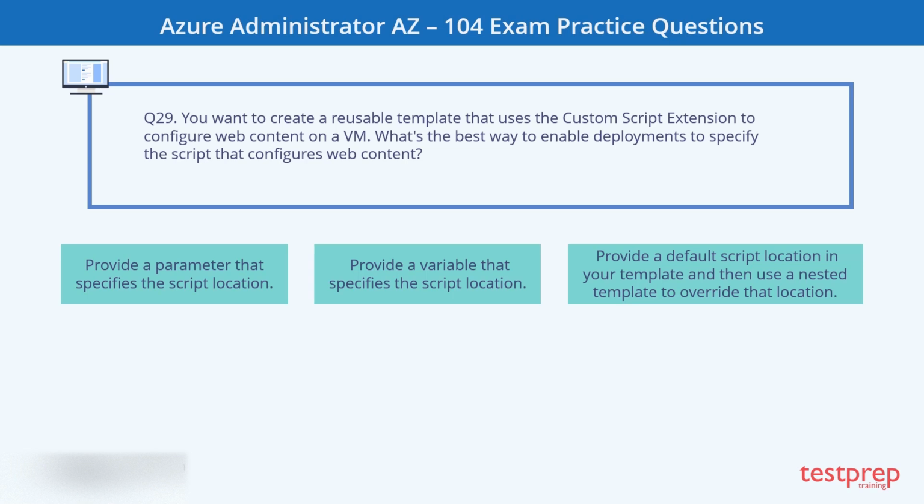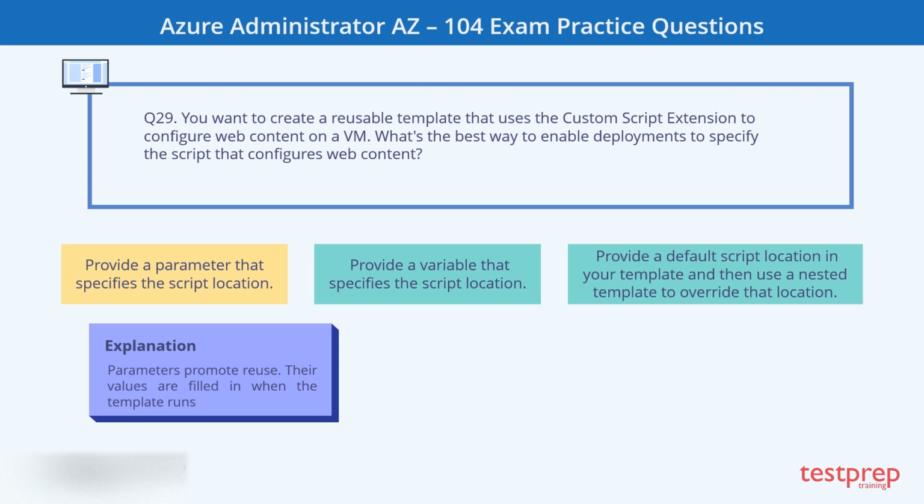Question 29. You want to create a reusable template that uses the custom script extension to configure web content on a VM. What's the best way to enable deployments to specify the script that configures web content? 1. Provide a parameter that specifies the script location. 2. Provide a variable that specifies the script location. 3. Provide a default script location in your template, and then use a nested template to override that location. The correct answer is 1. Provide a parameter that specifies the script location. Parameters promote reuse. Their values are filled in when the template runs.